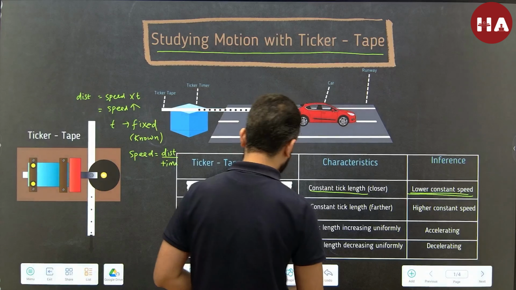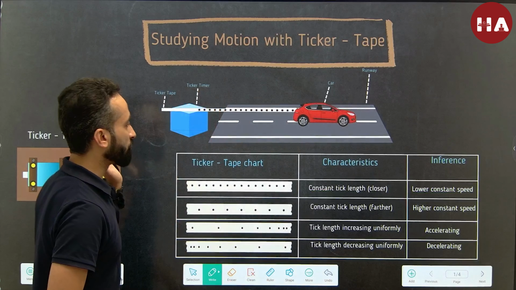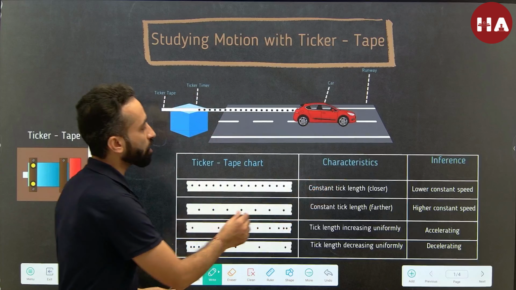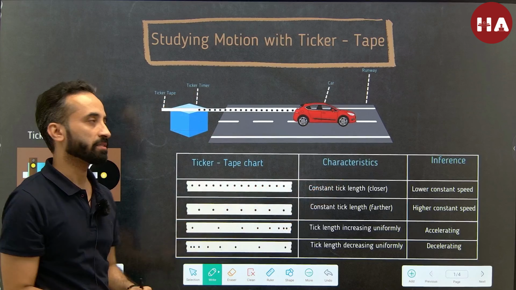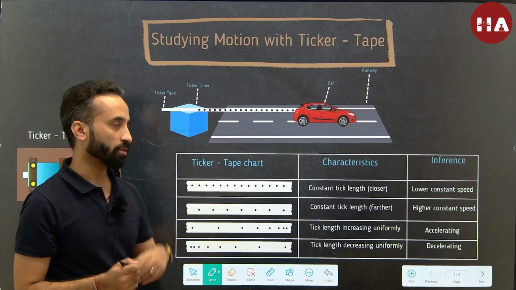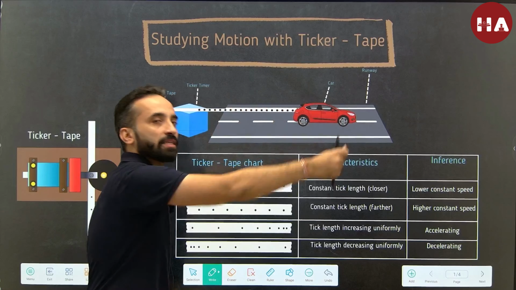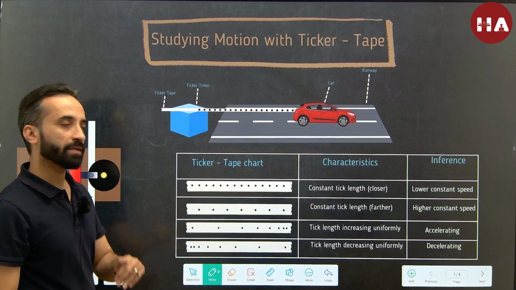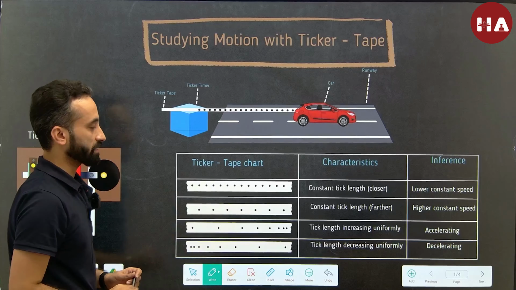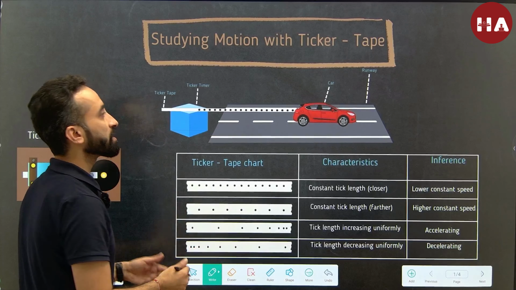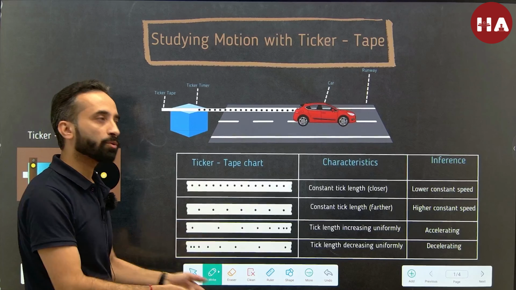But again revising, we are assuming that the dots are equally spaced. If they are equally spaced, that means the object which is pulling the tape is moving with a constant speed. Now the next case is what if the dots are not equally spaced?